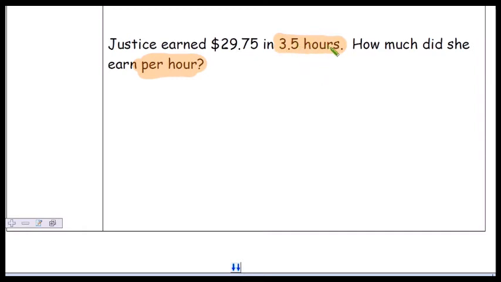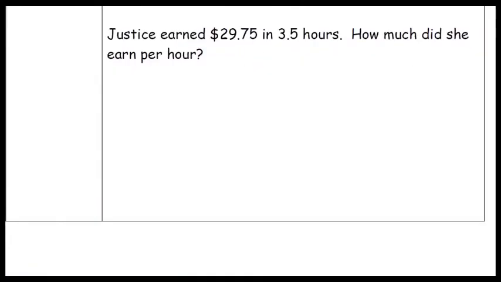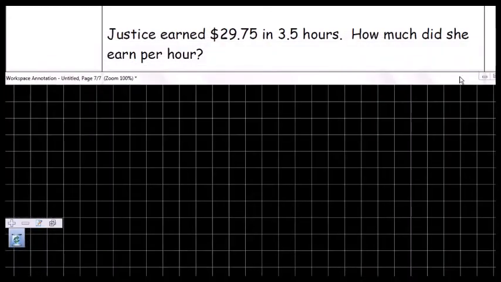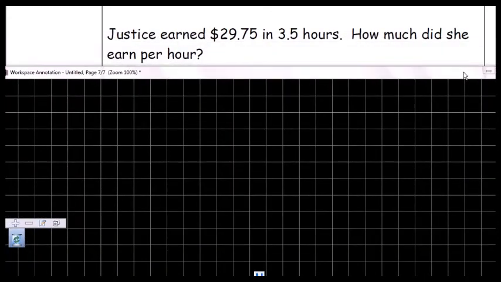So you end up with a whole bunch of hours at the beginning, and then they want to know how much you earn in 1 hour. So you're dividing the amount of money you got into increments of 1 hour. That's why we have division here. Okay, so in order for us to do this, we're gonna pull up another graph paper here, and we're gonna start working this problem out as well.